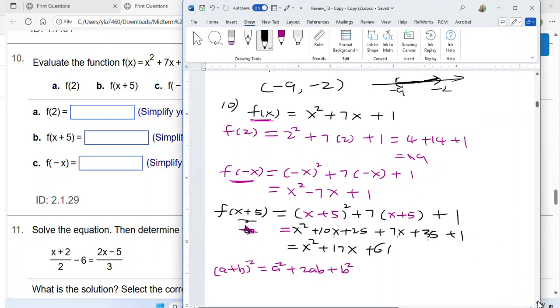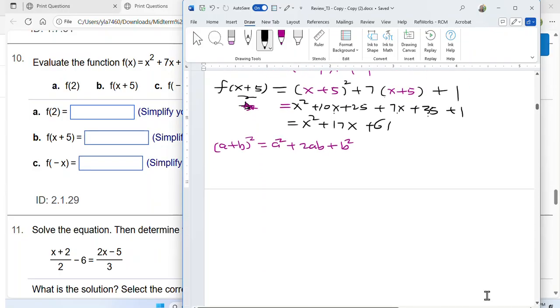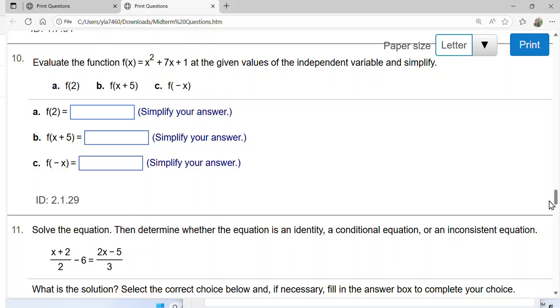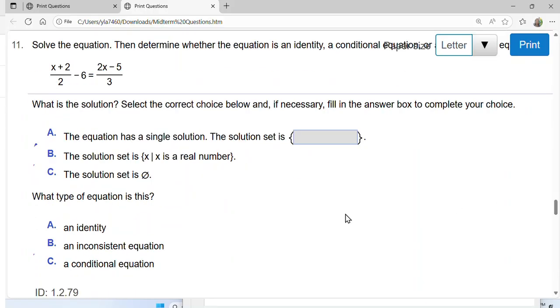Okay, number 11 here, you want to solve the equation and determine whether it is an identity, a conditional equation, or an inconsistent equation. What is inconsistent? Inconsistent means there's no solution. If the solution is an empty set, that means there is no solution, right? And what is an identity? Identity means your left-hand side always equals the right-hand side. Otherwise, it will be a conditional equation. All right, so let's see.